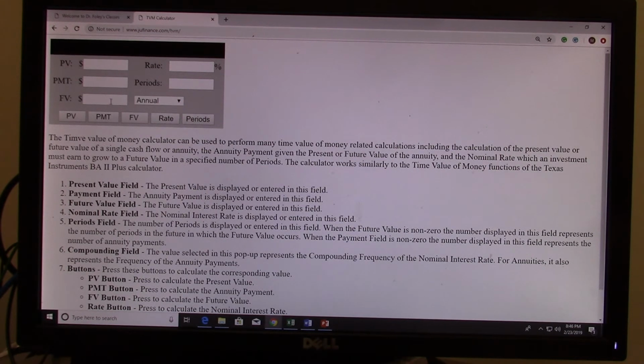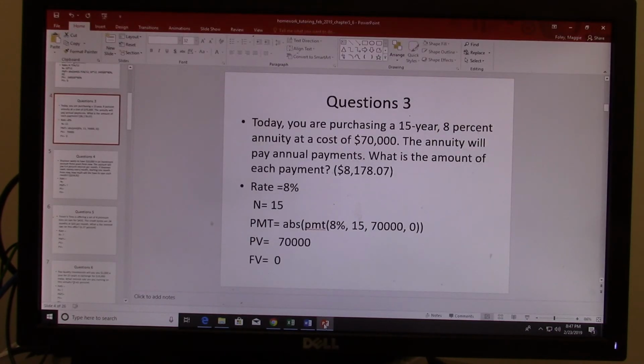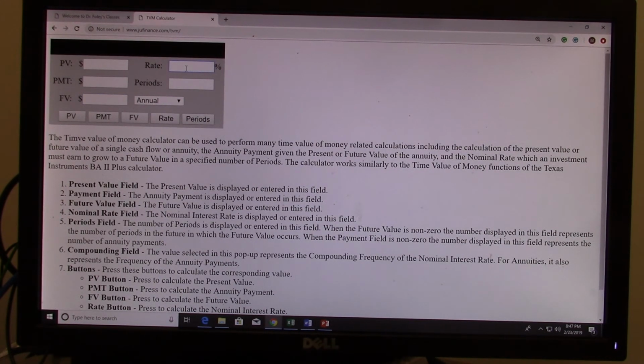You just type in the inputs for 4 variables, and then for the one you're trying to calculate, you just click the button. In our case, it's 8%, 15 years. Period is how many years or how many months here. So it's 15 years. 8% is the annual interest rate. PV is 70,000. The future value is 0 here.